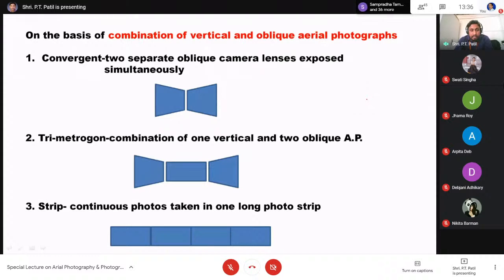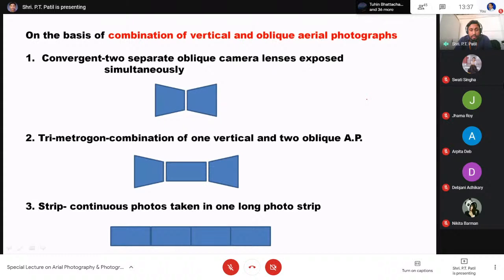Then the next one is trimetrogon aerial photograph. Why is it known as trimetrogon? Because it requires three types of aerial photographs, two oblique plus one vertical. With the help of the central camera, we take the vertical aerial photograph, by exposing two simultaneous lenses in the oblique form. So two sides of that photograph are oblique ones. At the center, we have the vertical aerial photograph. So this is nothing but the trimetrogon aerial photograph. At the same time, we also know that particular area vertically, and the remote area nearby can also be captured with the help of the trimetrogon aerial photograph.